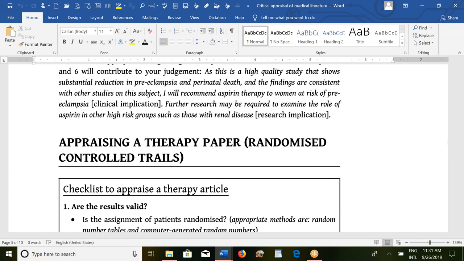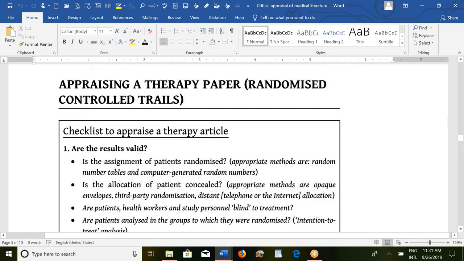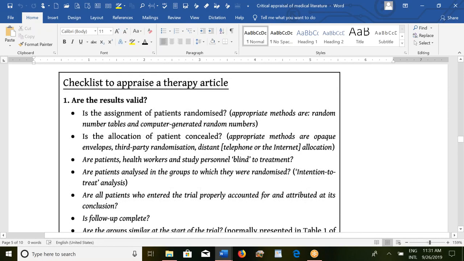So then if they give you a randomized controlled trial, there is a checklist to appraise a therapy article. The first question will be, are the results valid? So what are the questions? Is the assignment of patients randomized? Appropriate methods are random number tables and computer-generated random numbers. Then, is the allocation of patients concealed? Appropriate methods are opaque envelopes, third-party randomization, and distant allocation like telephone or the internet.